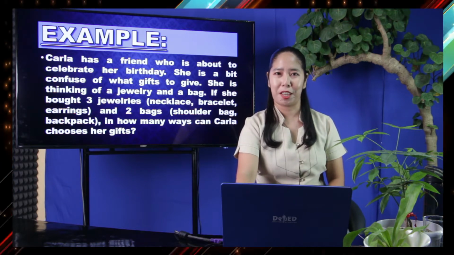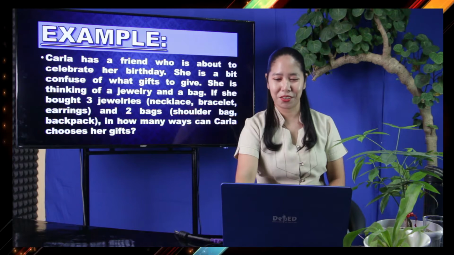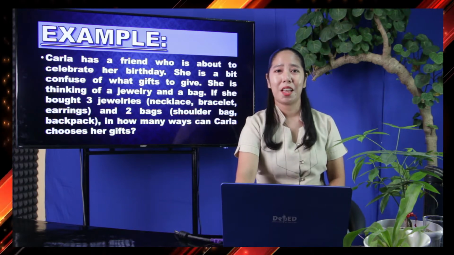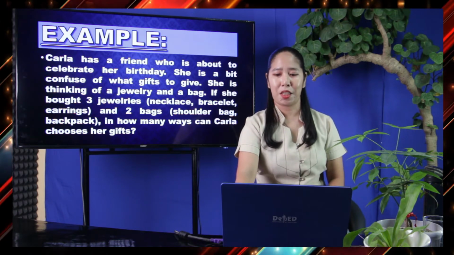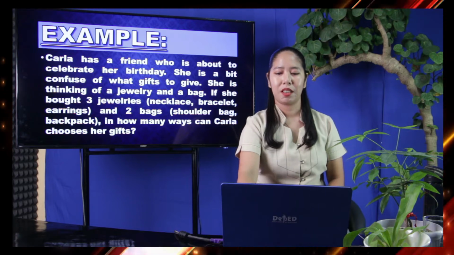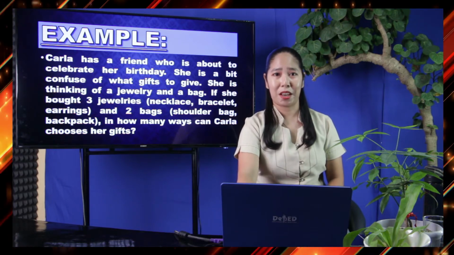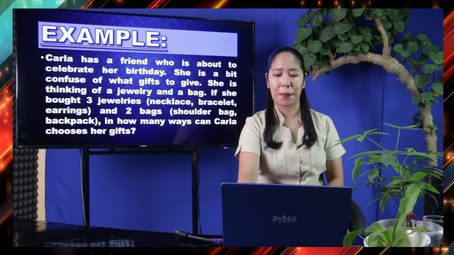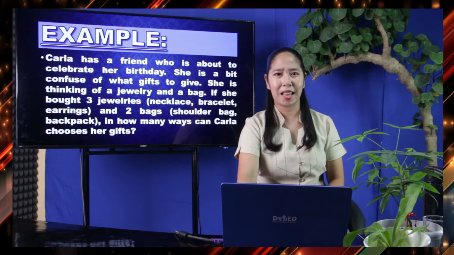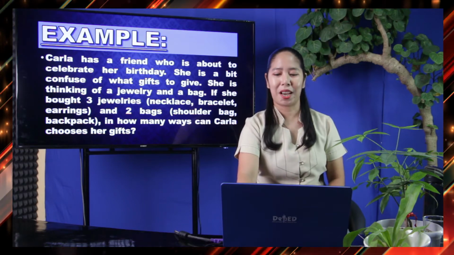So, what are the given? Very good. We have the 3 jewelries, the necklace, the bracelet, and the pair of earrings. And the 2 bags. We have the shoulder bag and the backpack. What is asked? You're right.